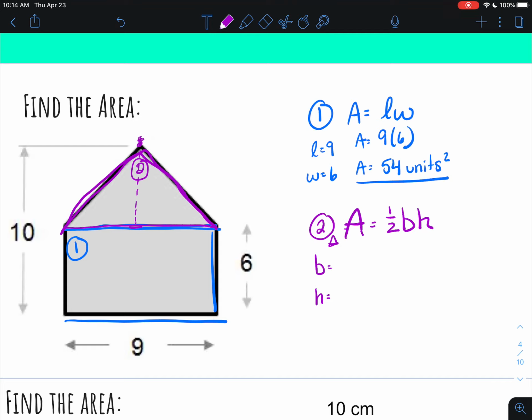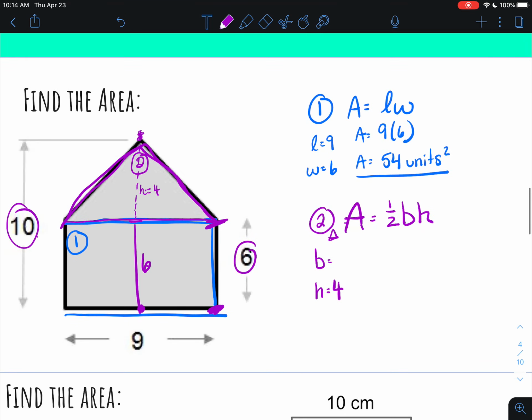So I know that from this tip top point all the way down here, it tells me is 10. But that's not just the height of the triangle. I just need this little chunk right here. So if you use this information over here, I know from here to here is 6. Okay? The width of that rectangle is 6. So I need to figure out 6 plus what would give me my total of 10. That means my height is 4.